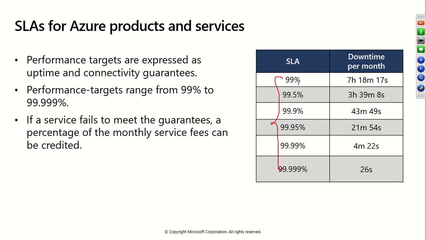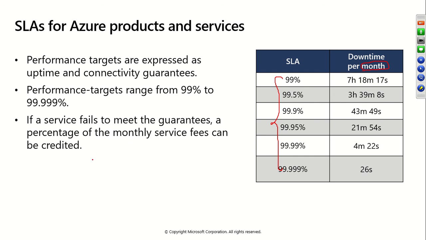You can have 99%. That means there will be 1% downtime. 1% downtime, if you convert it to the number of seconds in a month, will give you a 7 hour, 18 minutes, 17 second downtime. That's the maximum you can have in a month.